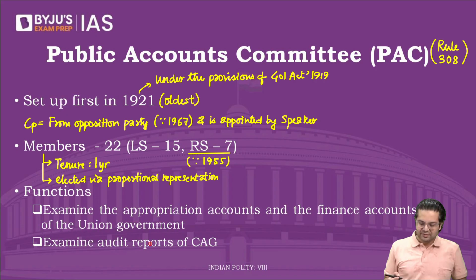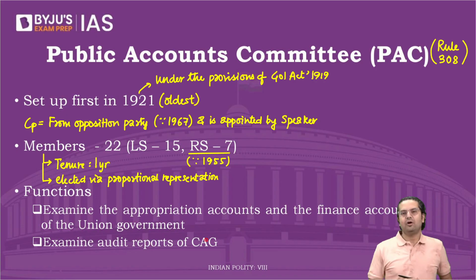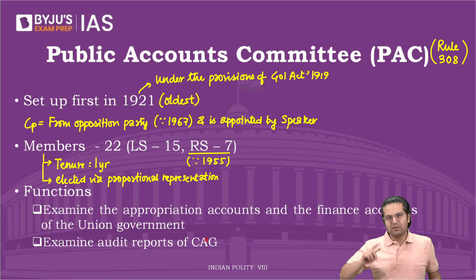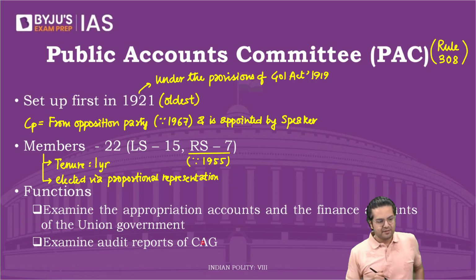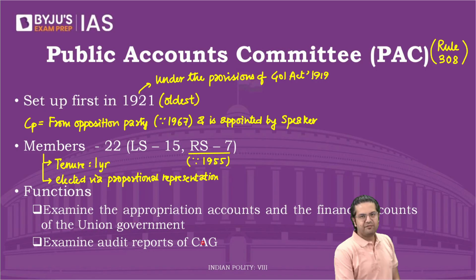So what happens is that the CAG, Comptroller and Auditor General, this post, you'll be studying about this person in your governance classes. The CAG performs a very, very important task. And what's that important task? The important task is to evaluate the financial transactions of the government. And the CAG will give this report to the president, who will table this report in the parliament. CAG is the head of a department called the Indian Audit and Accounts Department. It's a service in your UPSC services, IAAS.